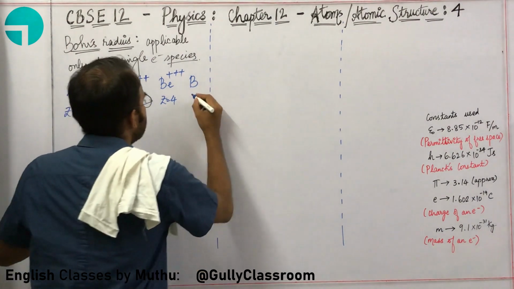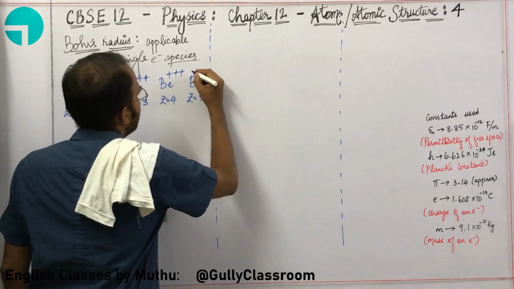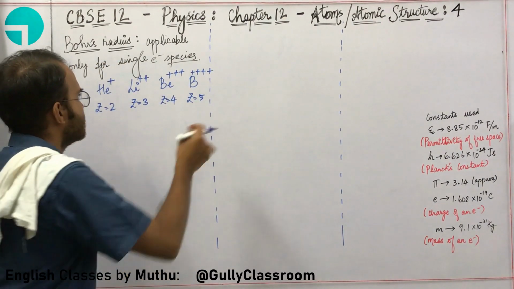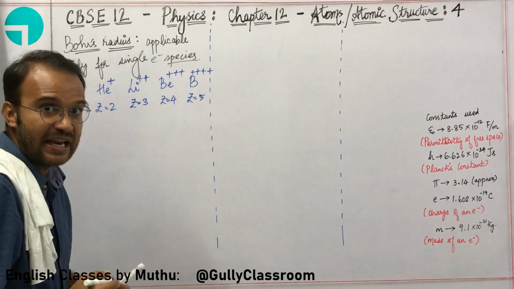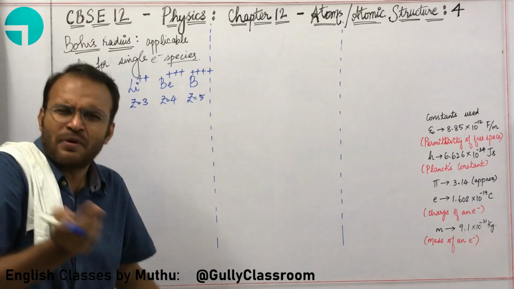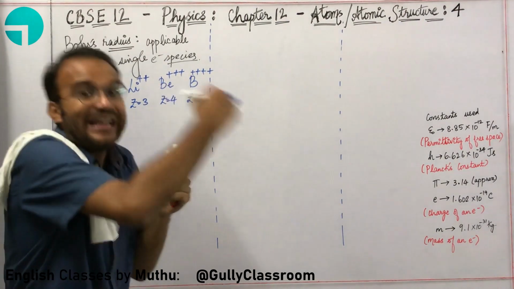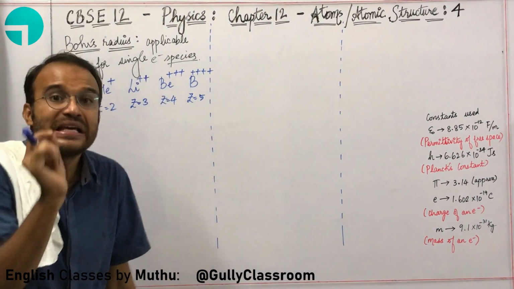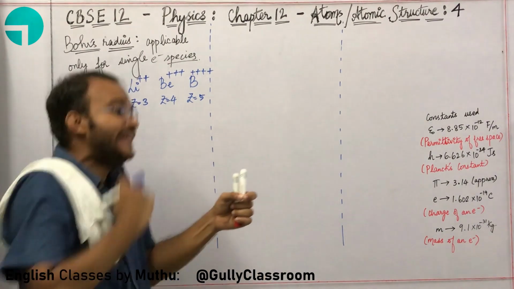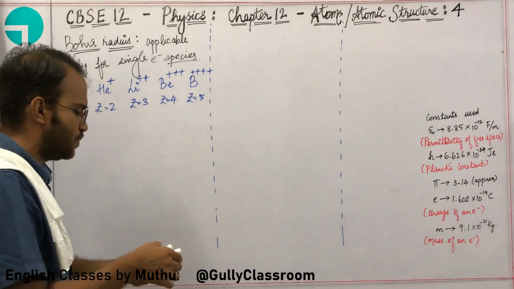What about boron? Atomic number Z is equal to 5. Here, boron is going to lose 1, 2, 3 and 4, 4 electrons. Hence, it can be called a single electron species. In a similar way, I can define any number of single electron species, and the Bohr's derivation for the radius of the nth orbital can only be applied for a single electron species.